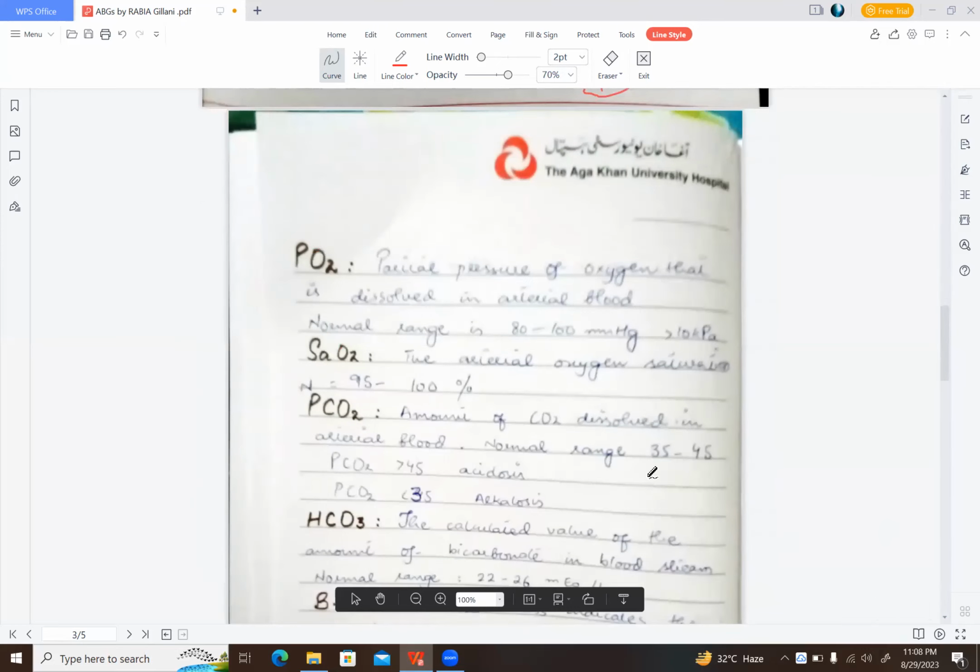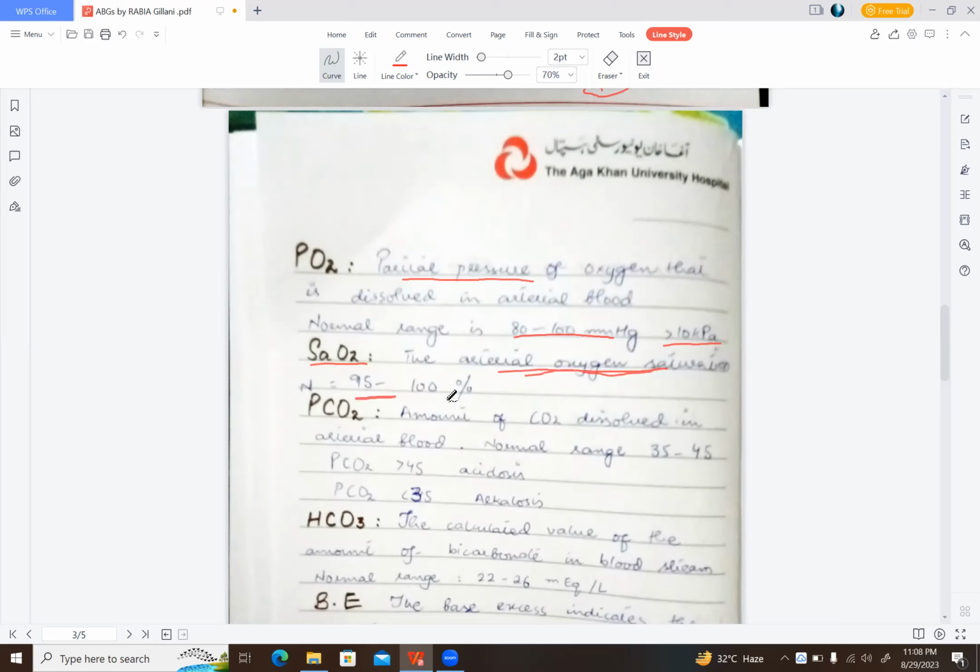What is PO2? It is the partial pressure of oxygen. The normal range is 80 to 100 millimeter of mercury or more than 10 kilopascal. What is the saturation? It is the arterial oxygen saturation in your blood, in arterial blood. It is 95 to 100%.